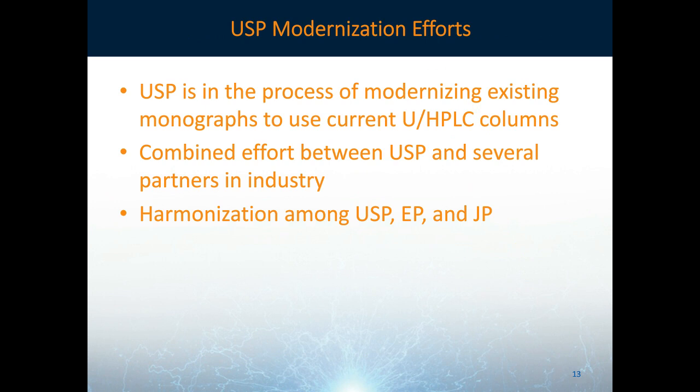So now let's talk about USP modernization efforts. The USP is in the process of modernizing existing monographs to use current UHPLC columns. And this has been going on since 2011. It's a combined effort between USP and several partners in industry, and there are hundreds of methods that could be modernized, so that's why it's been taking so long since 2011. And there's also a harmonization effort among the USP, EP, and JP.